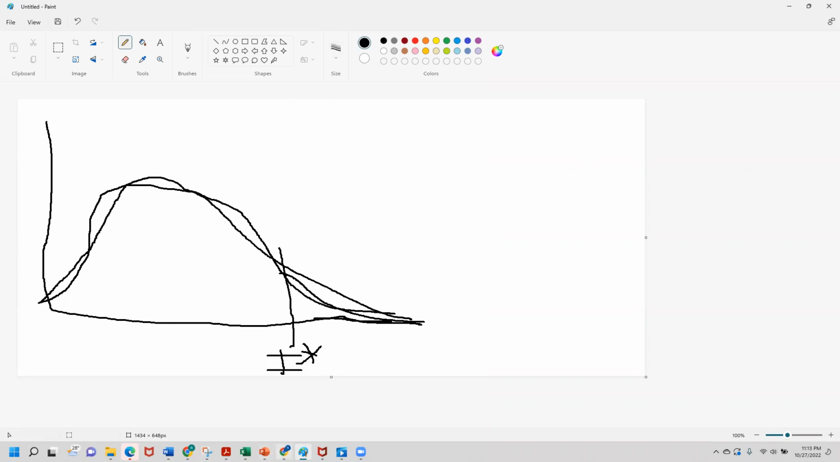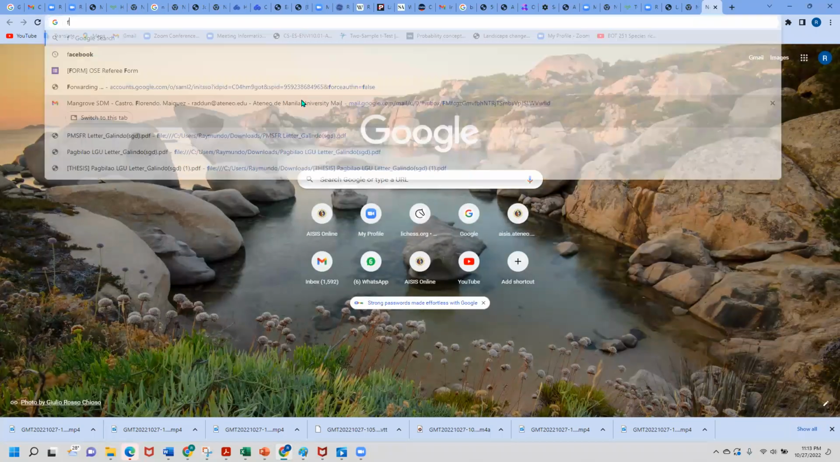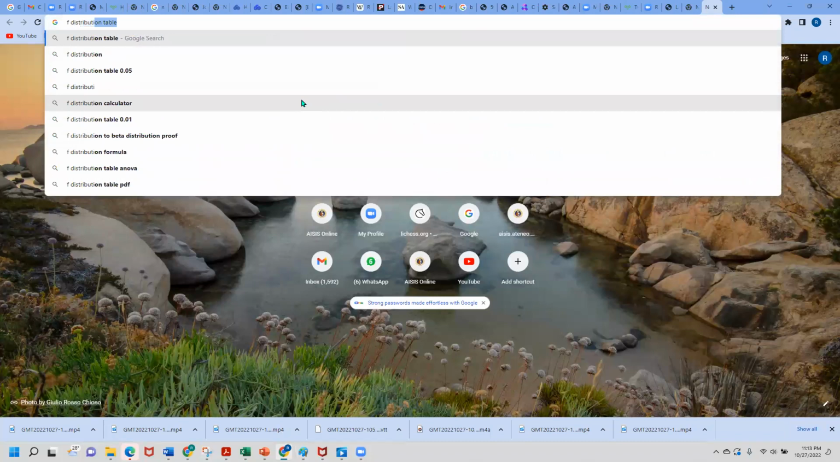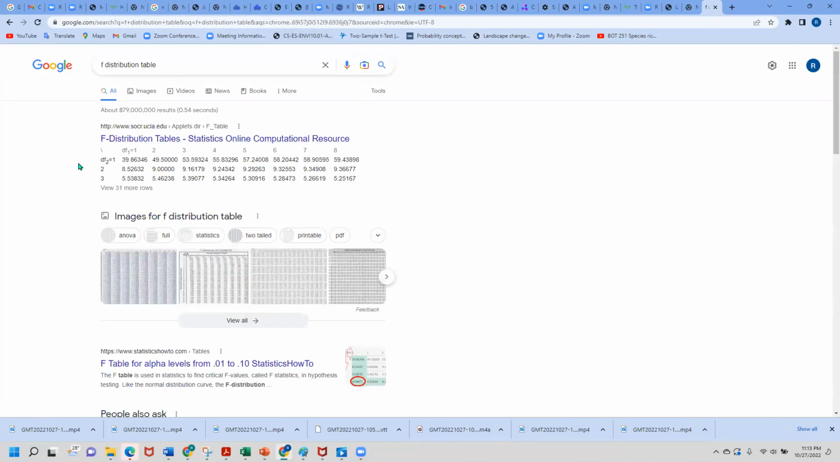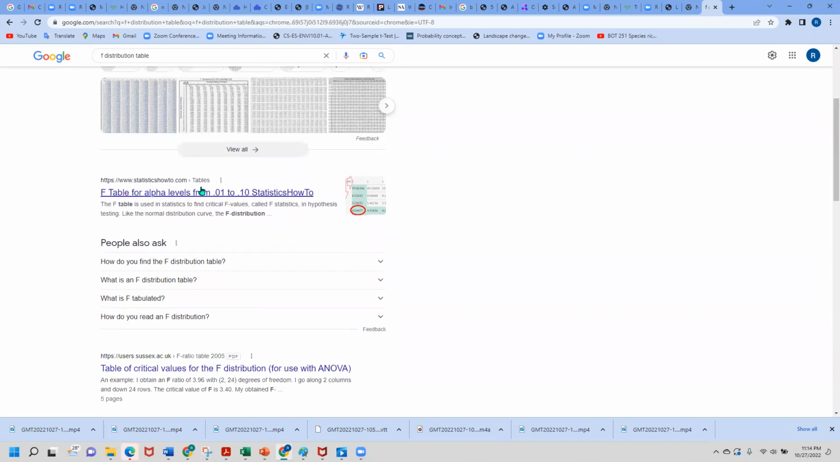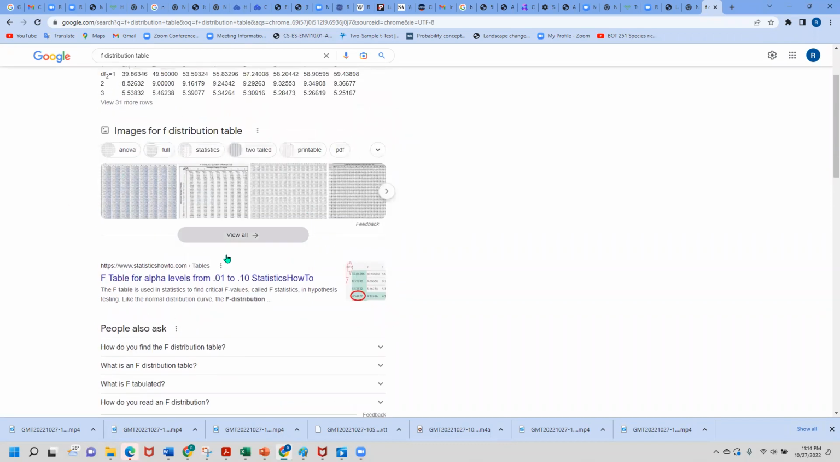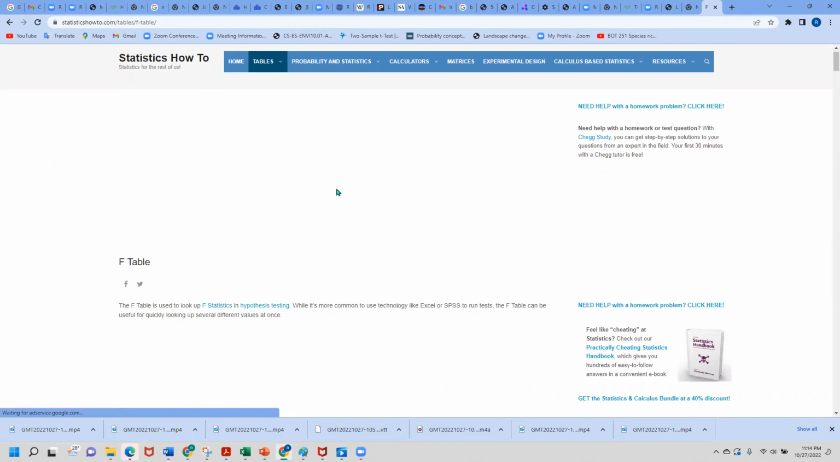The table should be somewhere here, like F distribution tables. There are so many on the internet. There are so many F distribution tables. How to use it? Things like that.